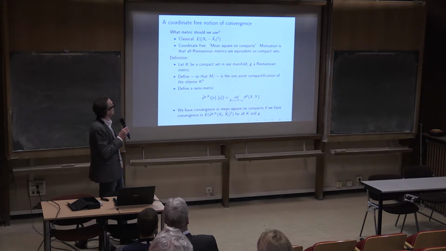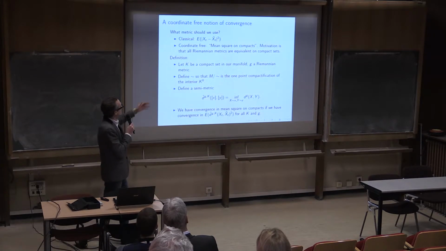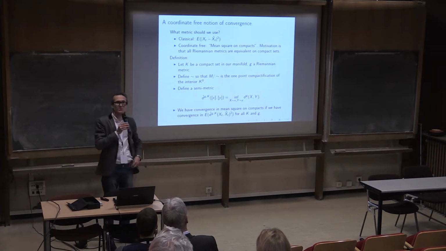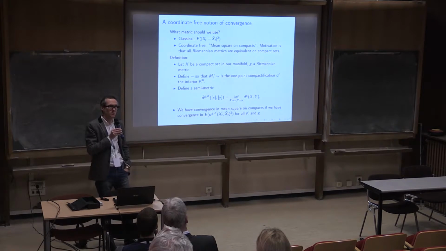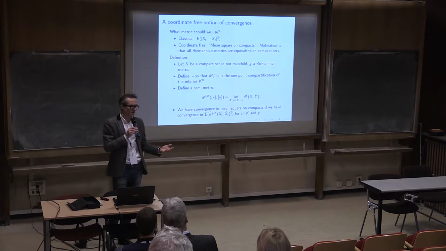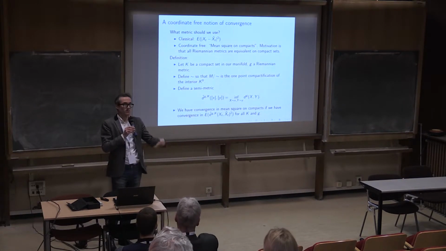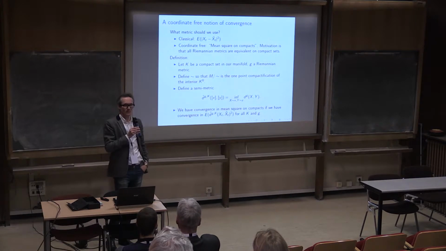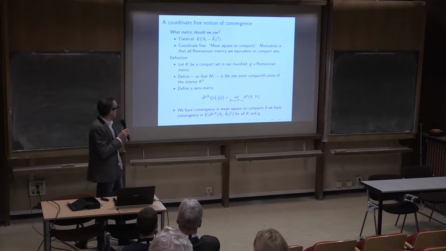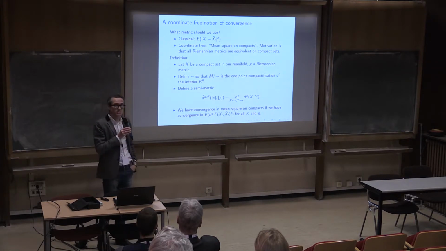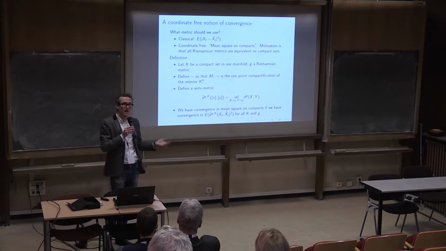Again, we'd like a coordinate-free notion of convergence. So classically, one defines the notion of convergence using the metric on Euclidean space. So looking at the mean square distance between two points. And that's very much tied into the metric on Euclidean space, and that's not going to give us a very coordinate-free definition of stochastic differential equation. On the other hand, we could just take any Riemannian metric, and so long as our manifold is compact, all of those metrics are going to be equivalent.